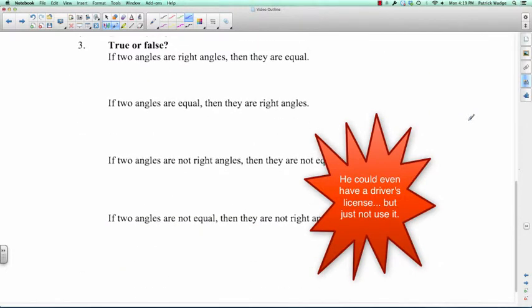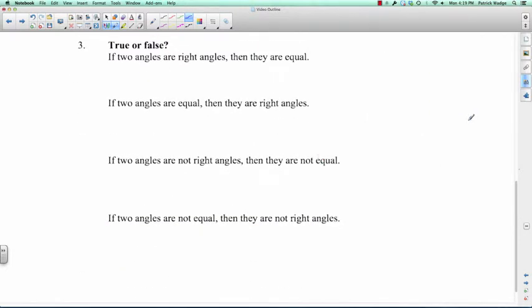True or false? If two angles are right angles, then they're equal. So think about a right angle. It's a 90-degree angle. If you have two angles and they're both right angles, are they equal? Yeah, absolutely. Here's one right angle. Here's another right angle. This is 90. This is 90. They're equal to each other.